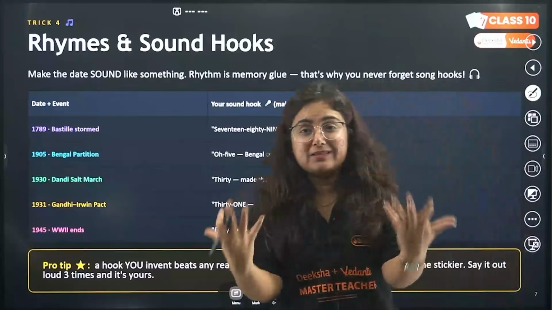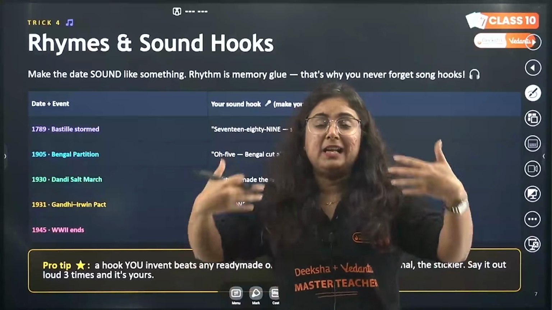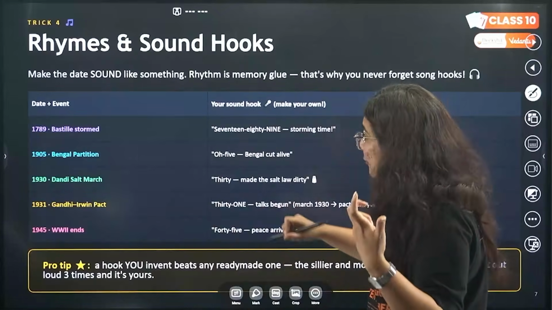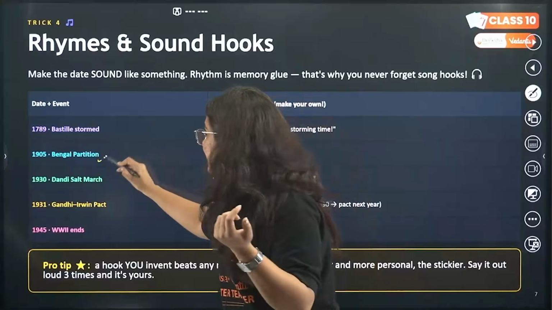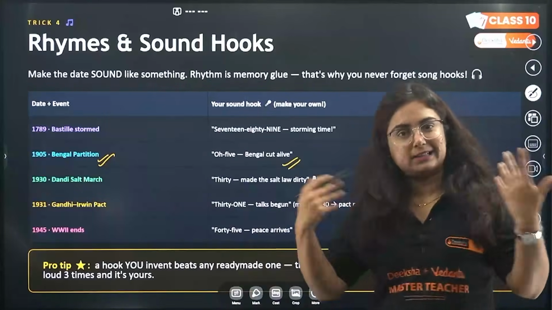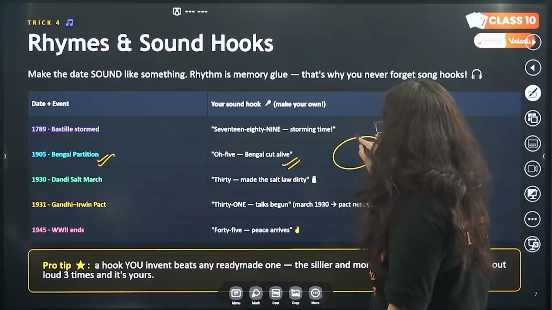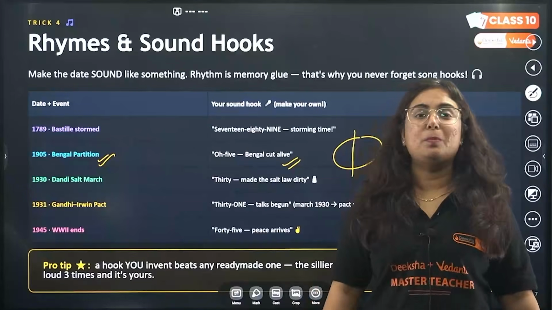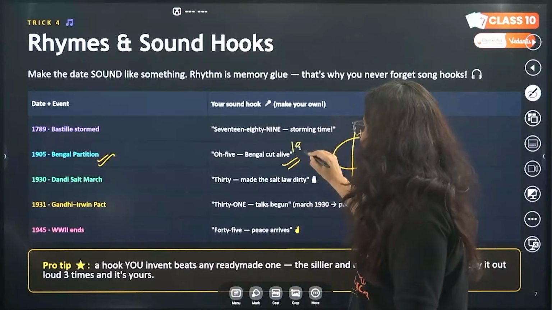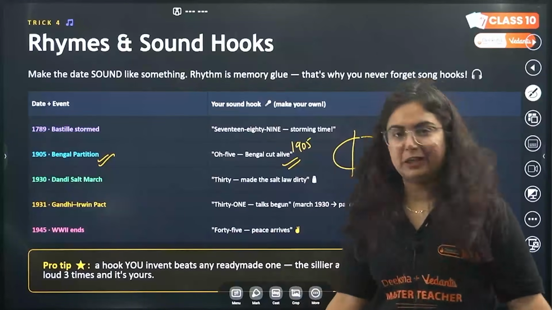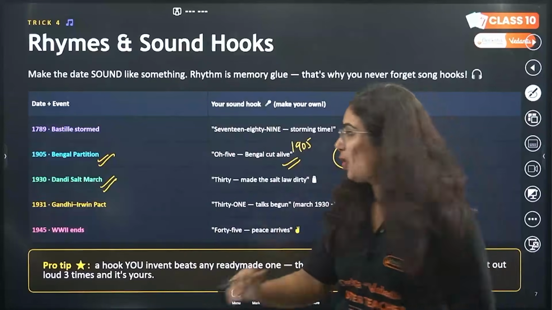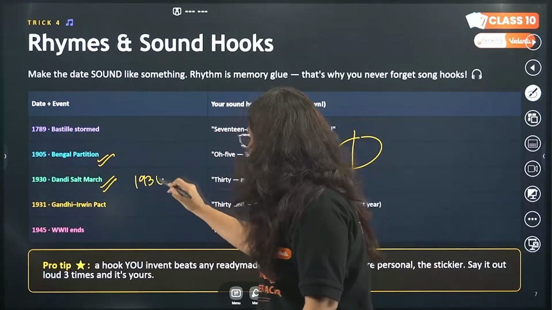You can even make rhymes also. Rhymes that sound like a hook, that you can remember. For example, 1905 Bengal partition happened. So 05, Bengal cut alive, because in this incident Bengal was divided into two parts. So 05, Bengal cut alive. 1905. Right? Then we have Gandhi ji's Dandi Satyagraha, the salt march, that was in 1930.